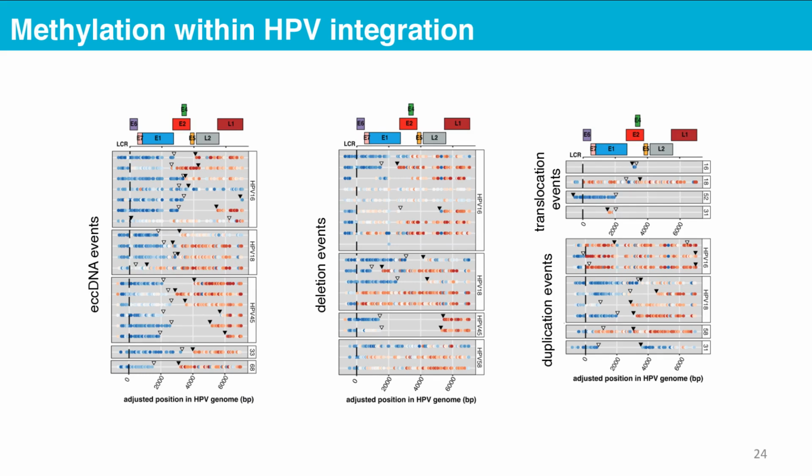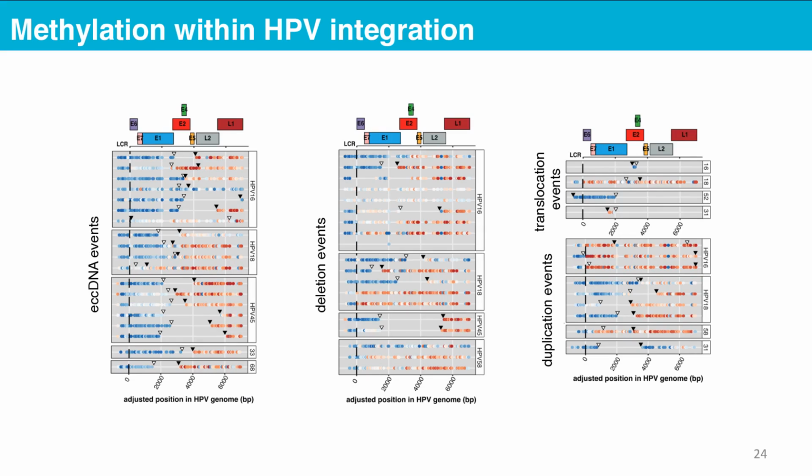And this is just a very consistent result that we see in these eccDNAs. But there's more variability when we look at the events that are still on the chromosome. So deletion, translocation, duplication shown here. So in the deletion events, some of them also have that early gene demethylation and later gene methylation, but not all of them. Some of them have full methylation of the genic region.